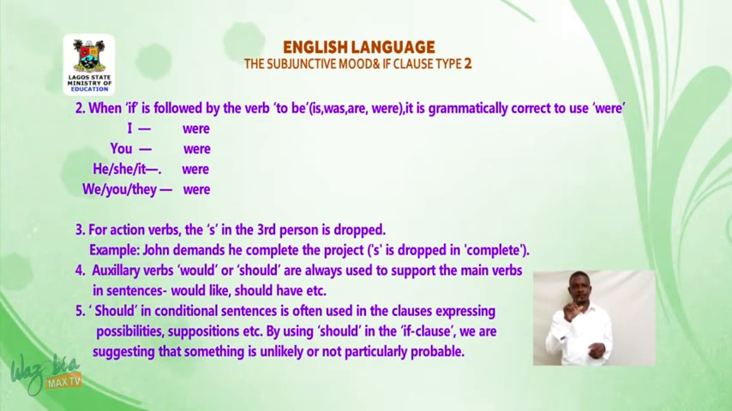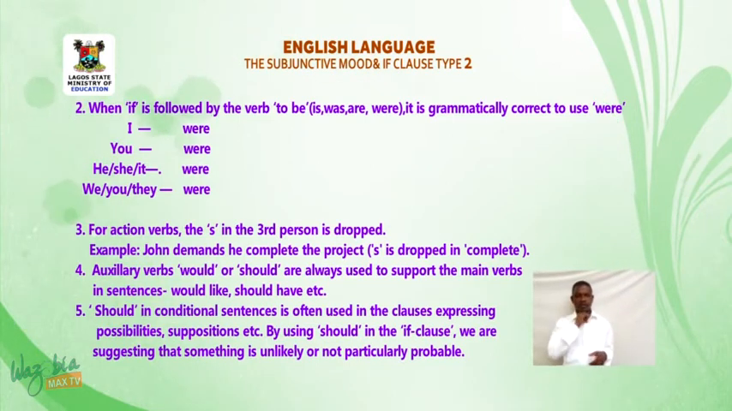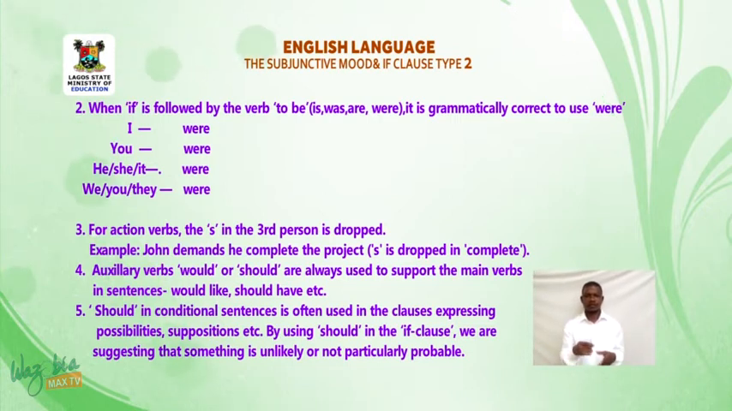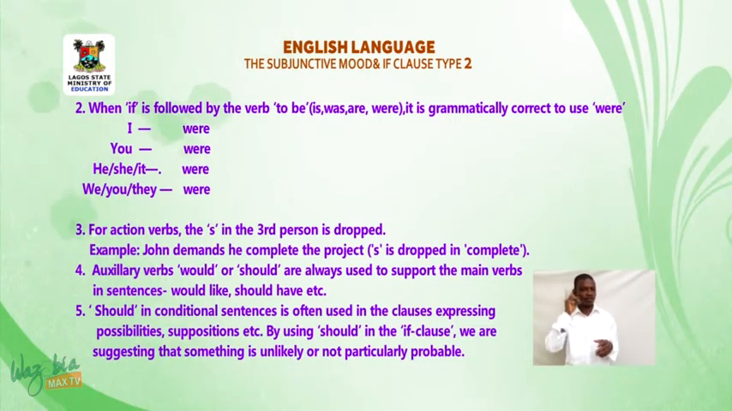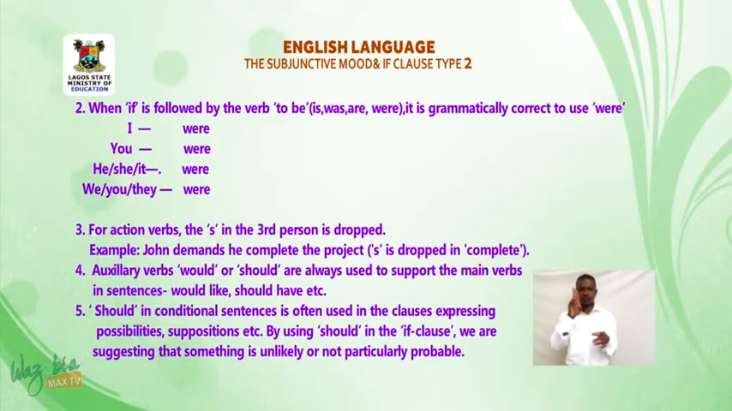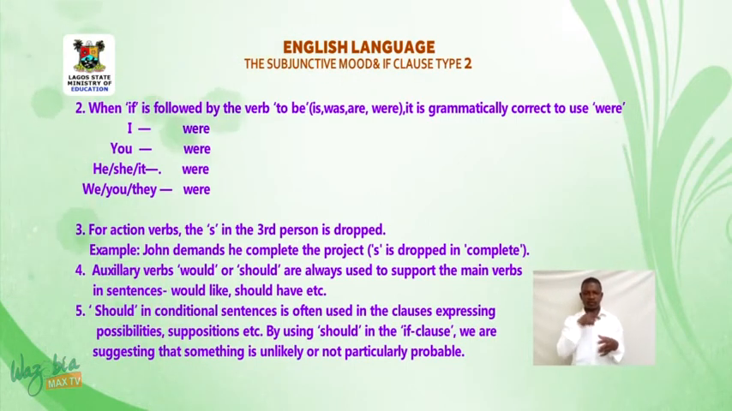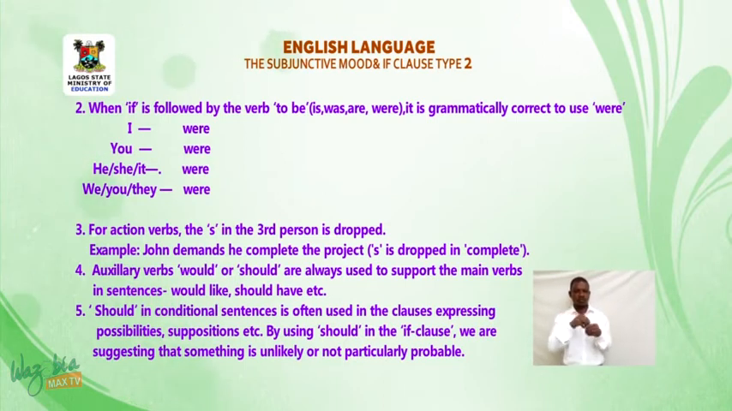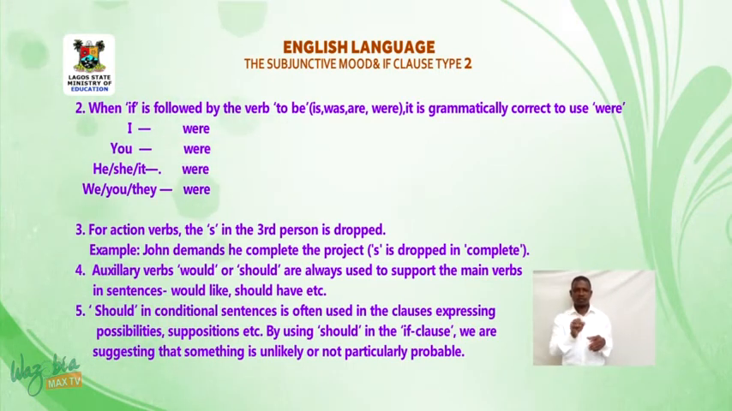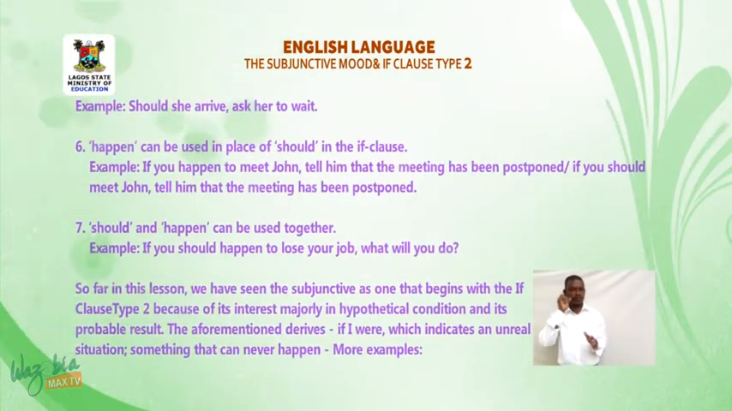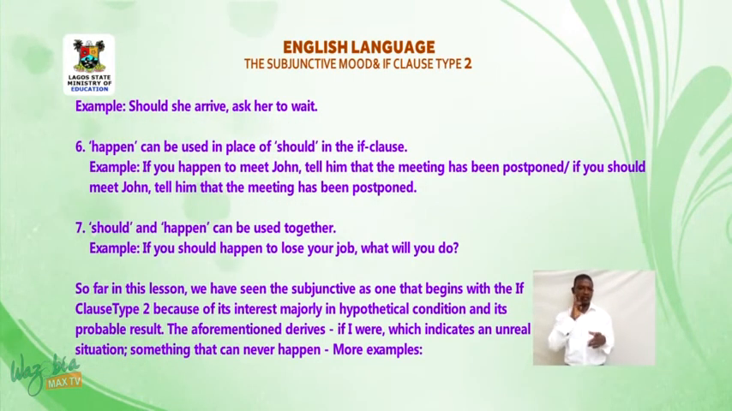4. Auxiliary verbs, would or should, are always used to support the main verbs in sentences. Like we have in would like, should have. 5. Should in conditional sentences is often used in the clauses expressing possibilities, suppositions, and many more. By using should in the if clause, we are suggesting that something is unlikely or not particularly probable. Example, should she arrive, ask her to wait.